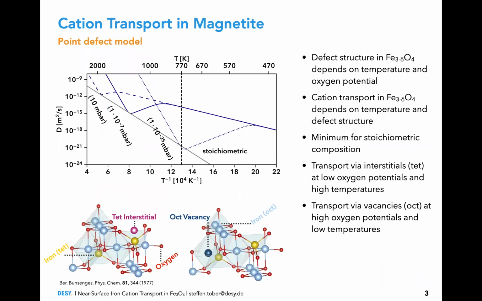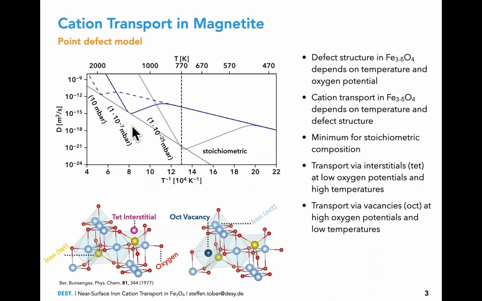Magnetite is a mixed valence inverse spinel type oxide, and often it has the sum formula Fe3-δO4, so with the non-stoichiometry δ, because the stoichiometry of magnetite strongly depends on the temperature and also on the oxygen potential, and non-stoichiometries in magnetite are very common. And so far, the cation transport in magnetite has been studied mainly for the bulk, but especially with respect to its defect structure because of this non-stoichiometry. And this led to the development of the so-called point defect model of cation diffusion in magnetite.